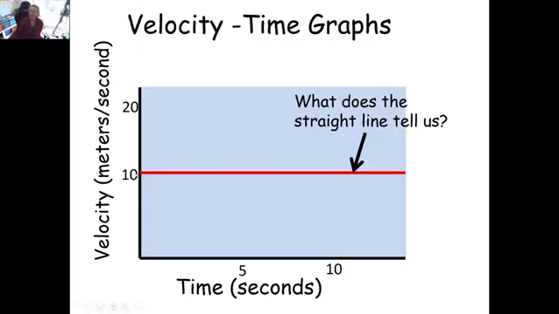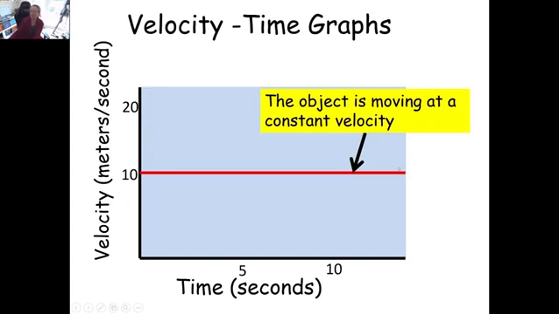Okay, so when we have a straight line along a velocity time graph, what does that tell us? Well, it means the object is moving at a constant velocity. It doesn't matter how much time passes, the velocity is constant at 10 meters per second. So the object is moving at a constant velocity.